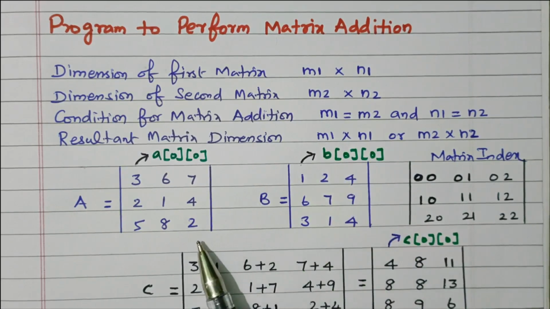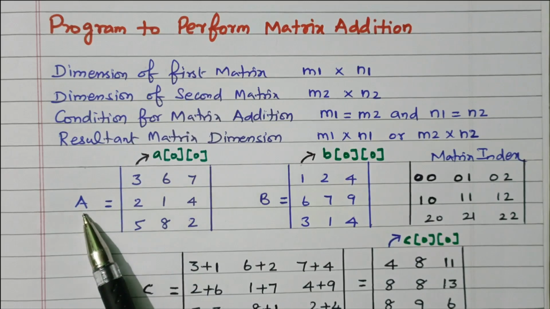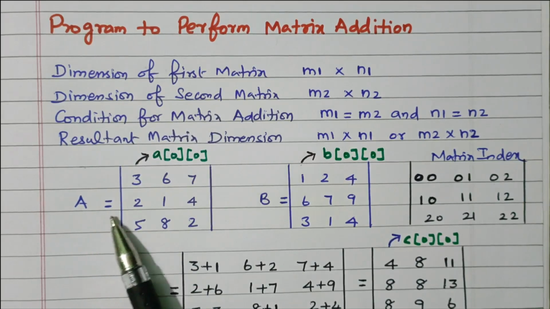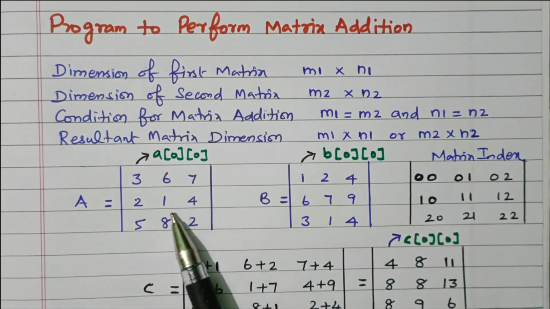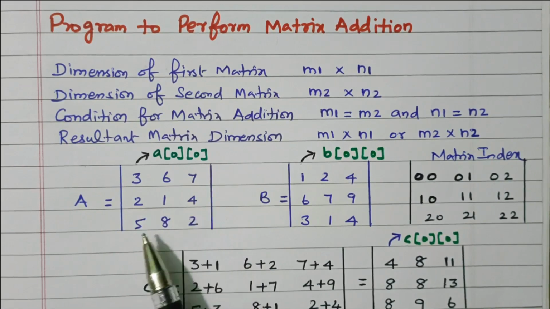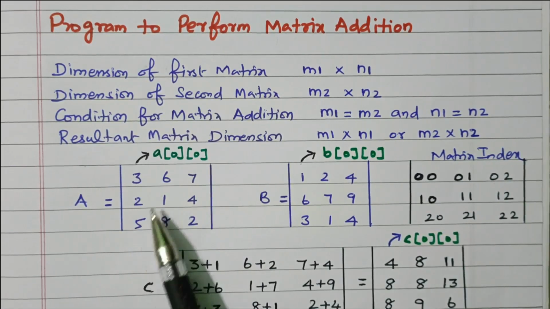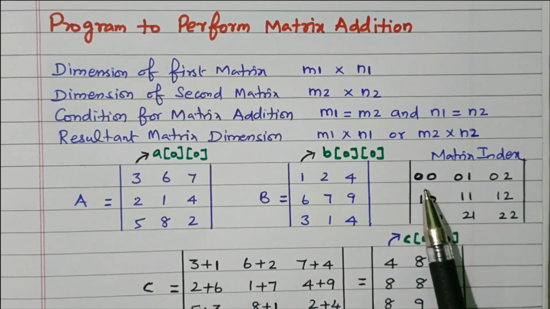Let us consider that in this entire program we are using 3 cross 3 matrices. Let us consider this is the first matrix A. We have these matrix elements: 3, 6, 7, 2, 1, 4, 5, 8, 2. So this is the first row, second row, third row, and first column, second column, third column. How it is located is given here.